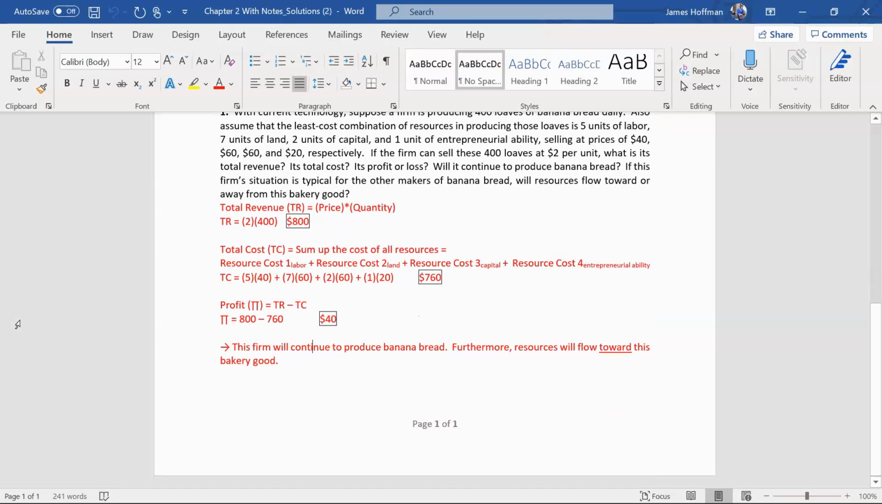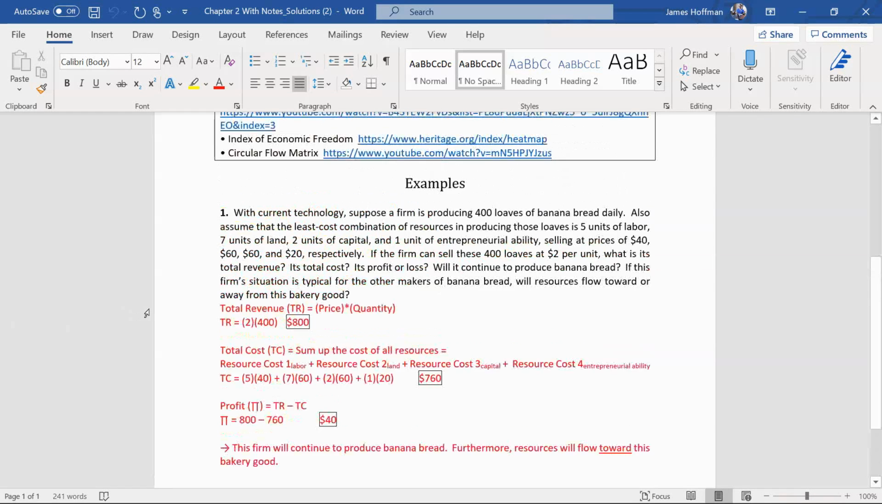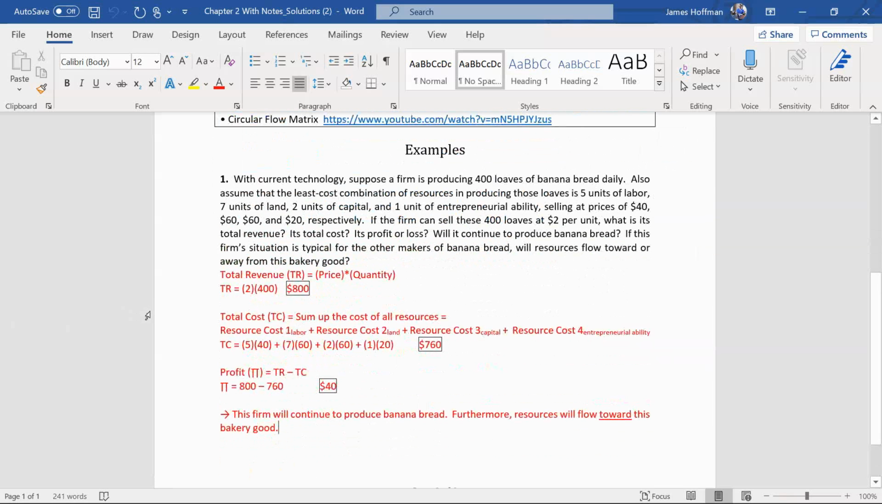Yeah, so this firm will continue to produce banana bread, and resources will flow toward this bakery good from other goods and services on the margin. All right, so a nice little example of how to sum up the revenue and cost for a simple one good business. Any questions on what we did here for this example?